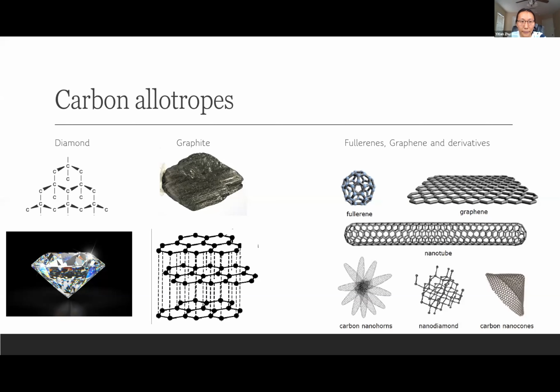So unfortunately, we have to stop here, but that's okay. Next time we'll go through the rest of the periodic table. There's still many more groups that we haven't talked about yet.